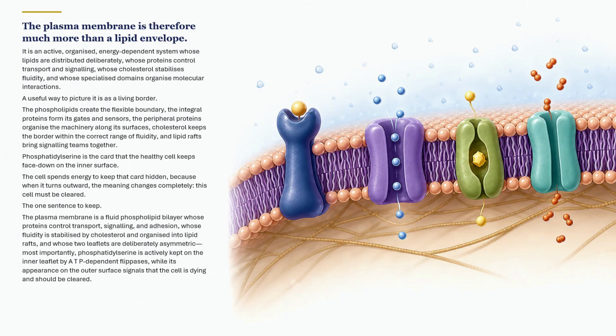The plasma membrane is a fluid phospholipid bilayer whose proteins control transport, signaling, and adhesion, whose fluidity is stabilized by cholesterol and organized into lipid rafts, and whose two leaflets are deliberately asymmetric. Most importantly, phosphatidylserine is actively kept on the inner leaflet by ATP-dependent flipases, while its appearance on the outer surface signals that the cell is dying and should be cleared.